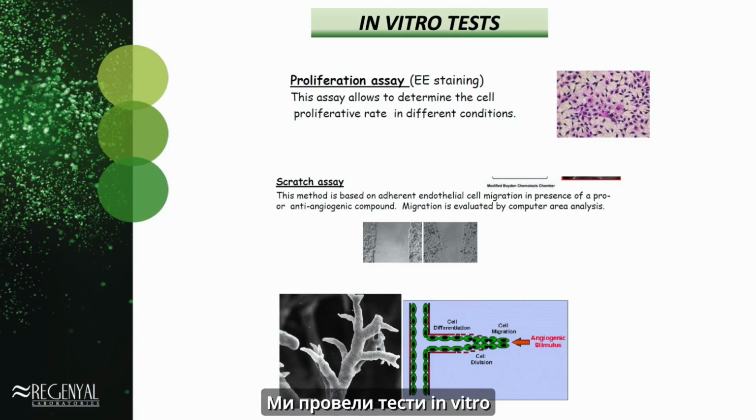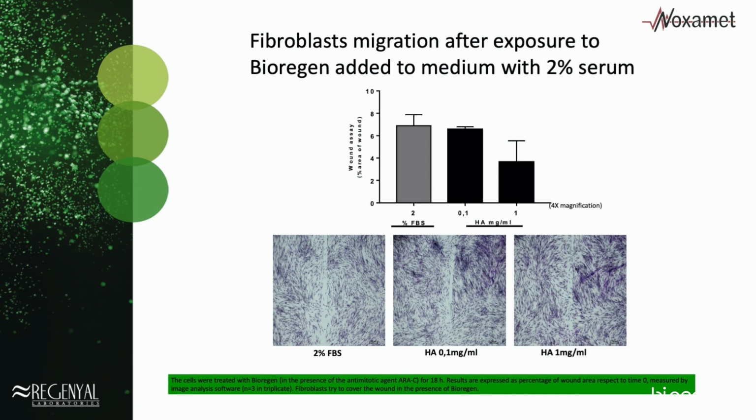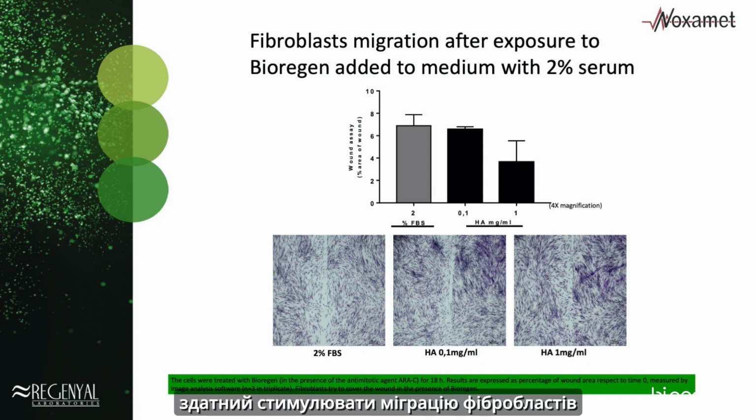We have carried out in vitro tests in collaboration with the University of Siena to assess the bio-inductive effects of Bioregen on cells. These studies, in particular, have shown that Bioregen is able to stimulate fibroblast migration already at a concentration between 0.1 and 1 milligram per milliliter. This study showed that Bioregen is able to stimulate fibroblast cell migration, and fibroblasts move towards those areas with lower cell concentration.